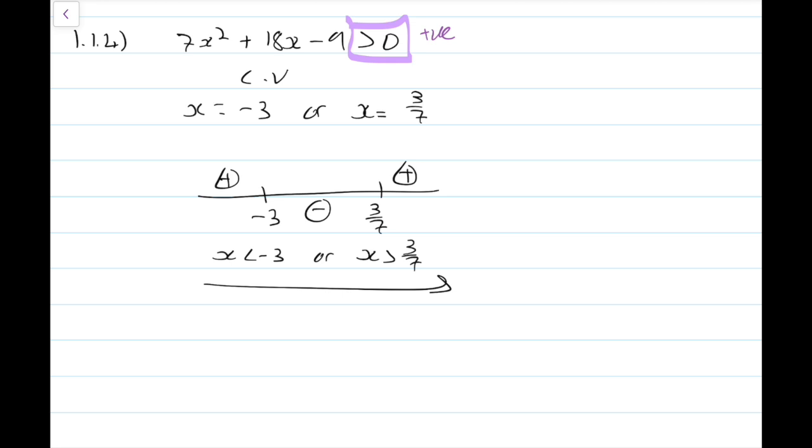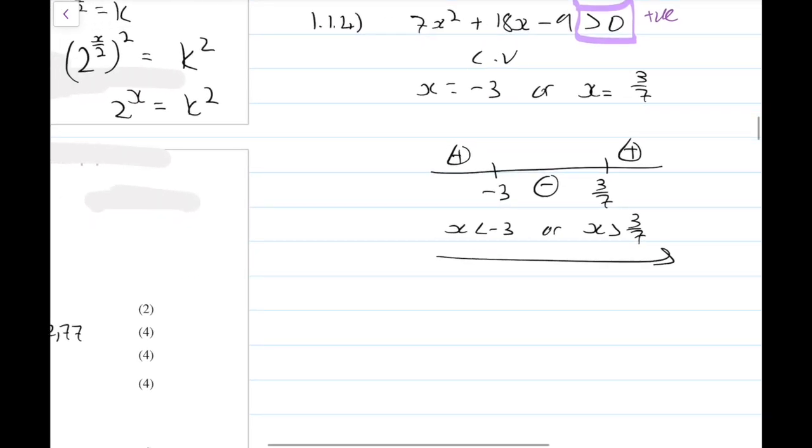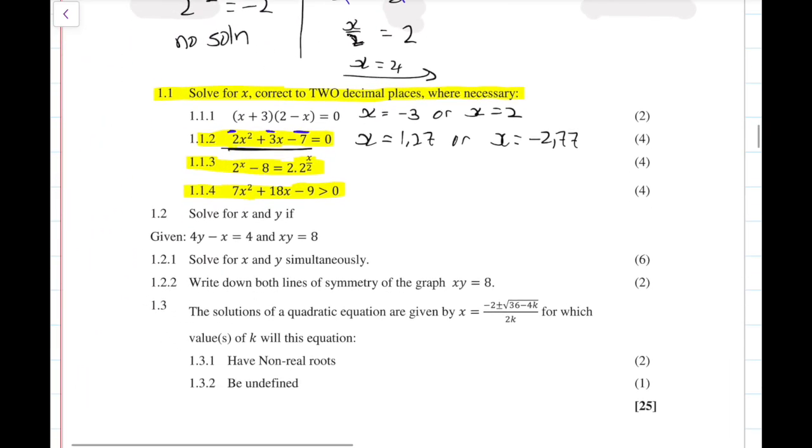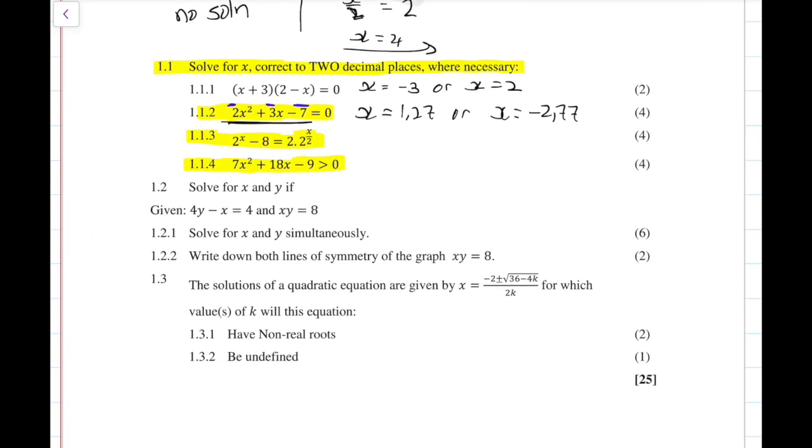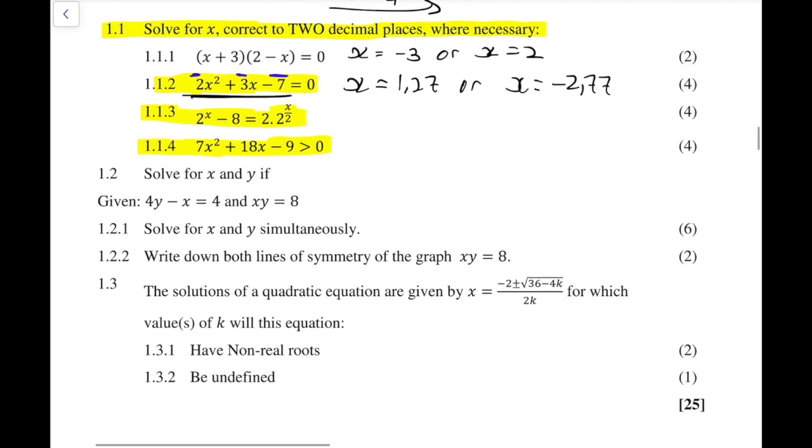Easy stuff. Easy, easy, easy stuff. I'm confident that you guys know what's going on here. All right, now on to 1.2. So 1.2, solve for x and y, just a simple simultaneous equation, this one. Actually, this simultaneous equation is dirt simple.